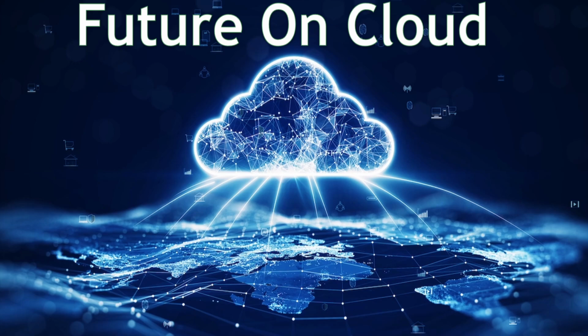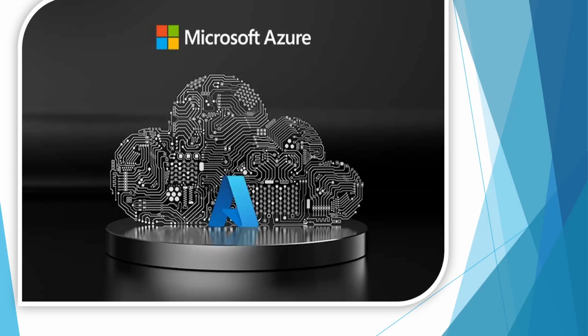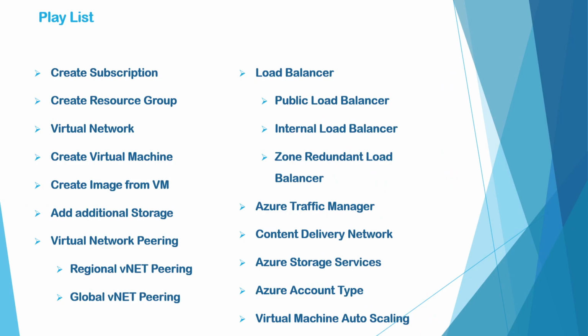This is the continuity of the Microsoft Azure from Scratch video series. In our last video, we went through how to create a subscription, resource group, network, virtual machine, image, additional storage, and partially the virtual network peering. In the last video, we completed our regional vNet peering. Now we will perform a global vNet peering.